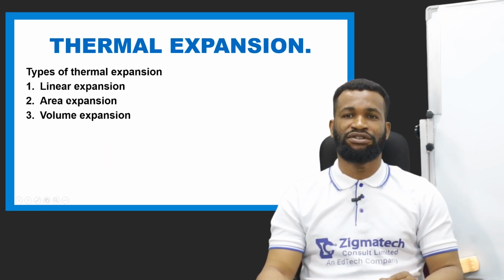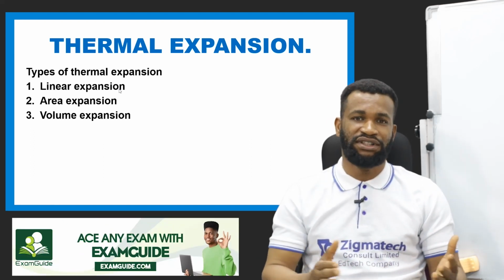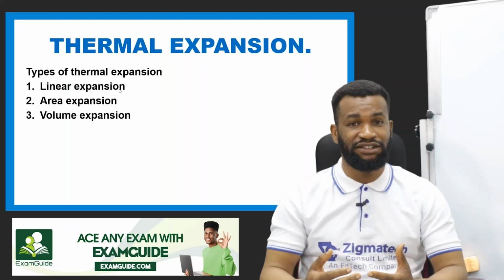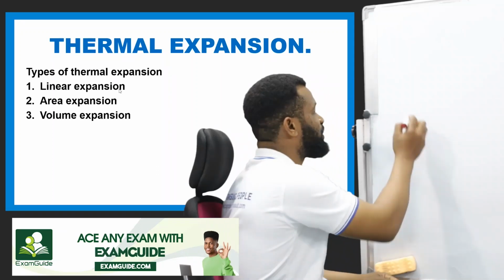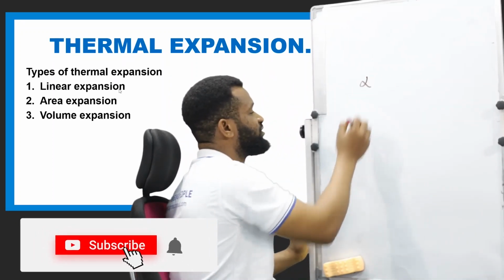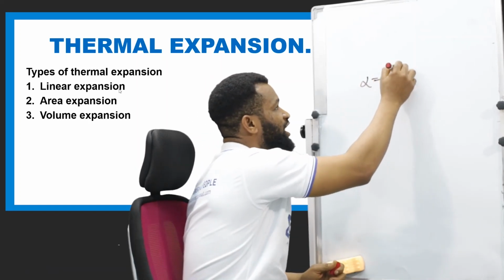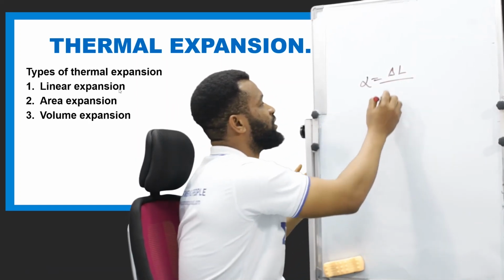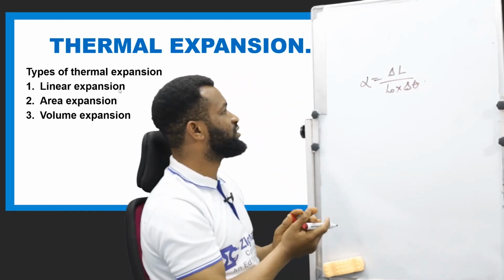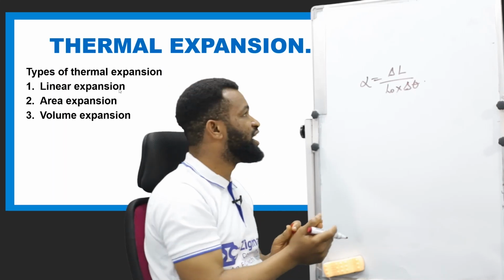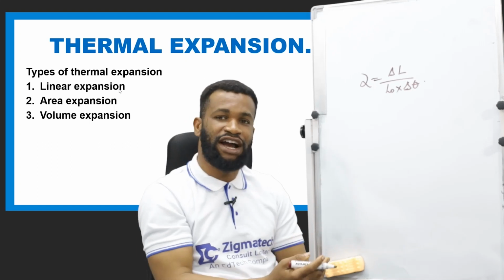Also, I want you to know that when you're talking about linear expansion, some books call it linear expansivity. We are saying that it's the increase in length per unit length per degree rise in temperature. The coefficient of linear expansion is given as change in length all over original length times change in temperature. So that is the formula for linear expansivity, with this as the coefficient of linear expansivity, which is alpha.